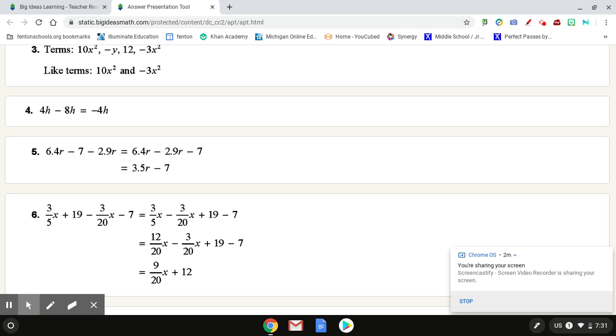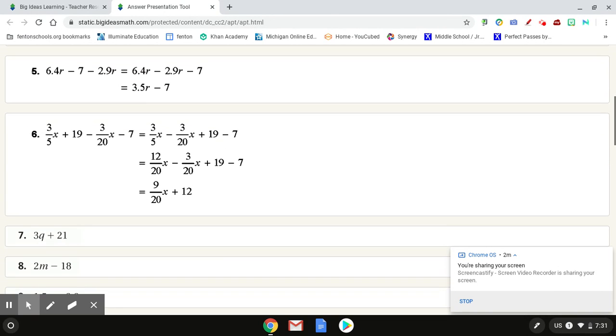So number 5, final answer is 3.5r minus 7. For number 6, you should have noticed that you needed to combine, and I'm going to use my stylus here. So here is a like term, 3/5 x and negative 3/20 x. So you had to get common denominators. So they do that first. They do that right here.